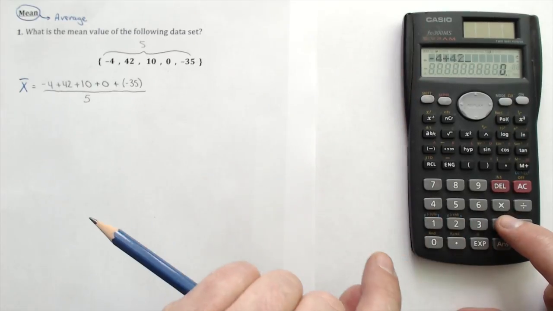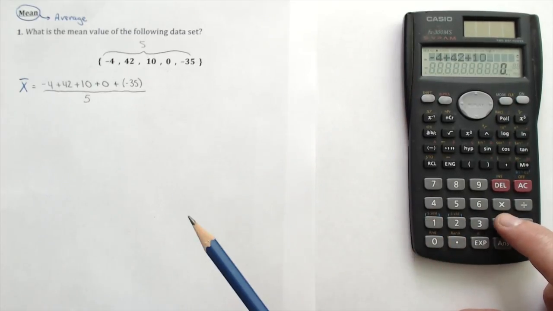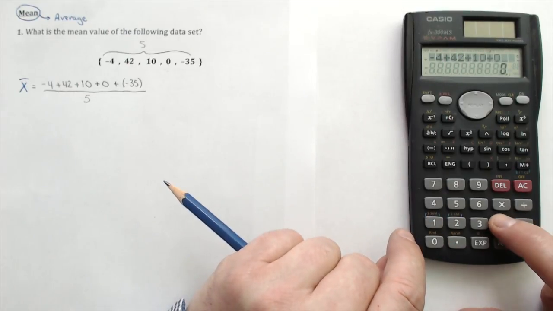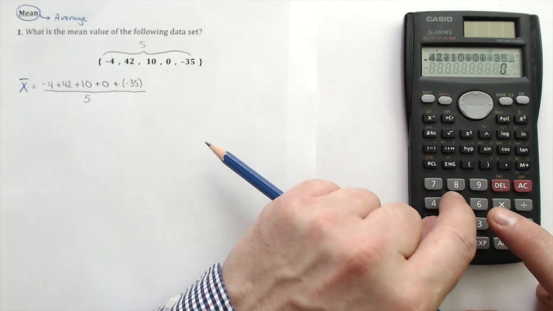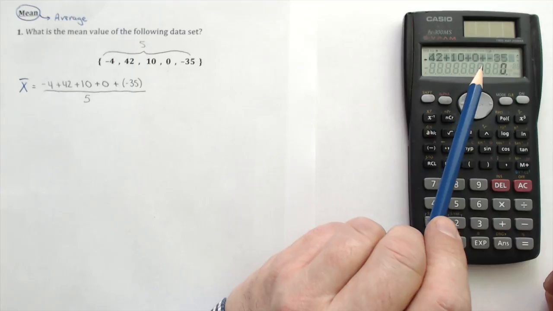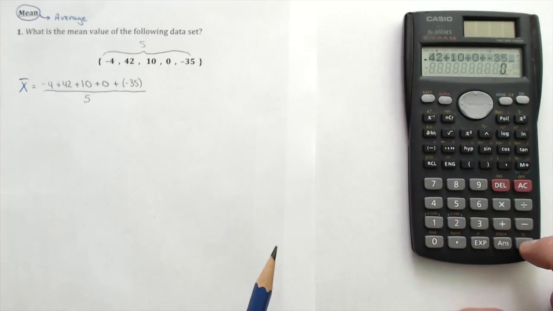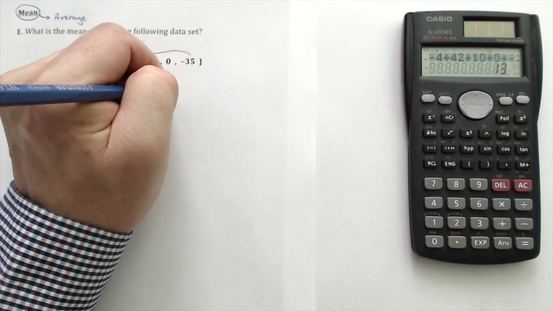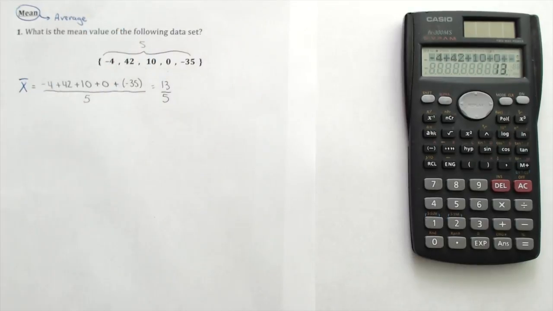Plus 42, plus 10, plus 0, which I know isn't going to change the number, but I'll put it in there. Plus, and then -35. Be very careful about that. Adding, you can see it right here, plus the -35. And when I do that, I'm going to get 13 for the top of that fraction. And now I still have to remember that I need to divide that by 5. And then hit equals, and you get 2.6.